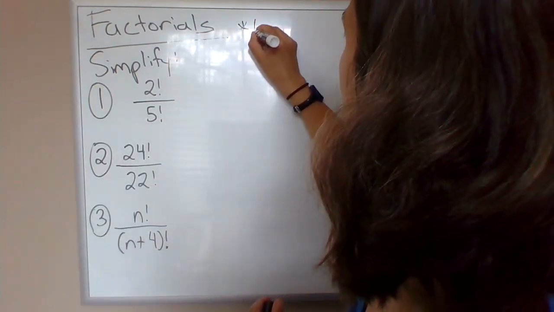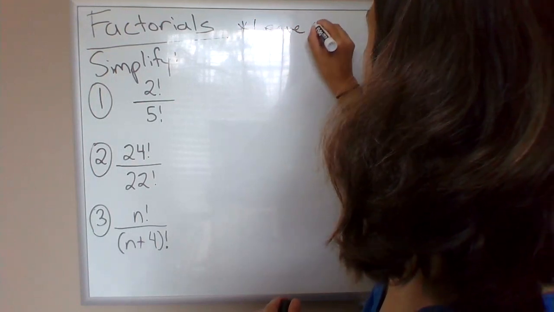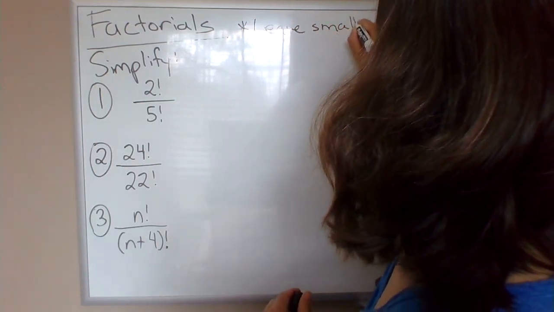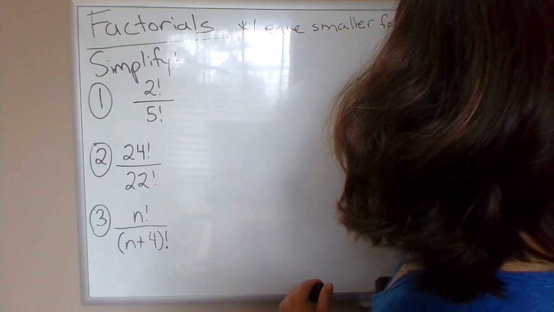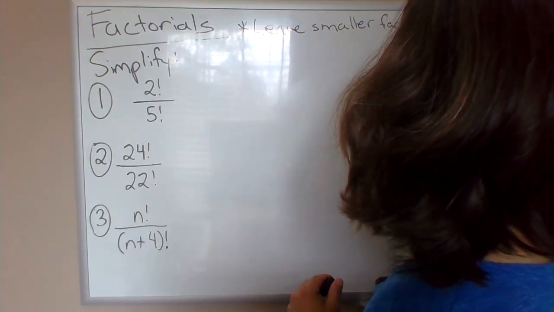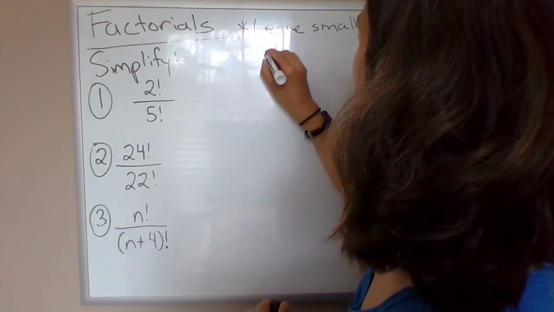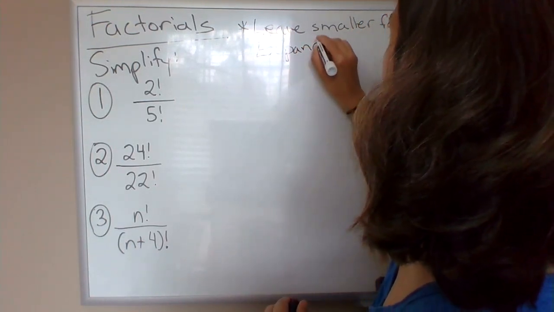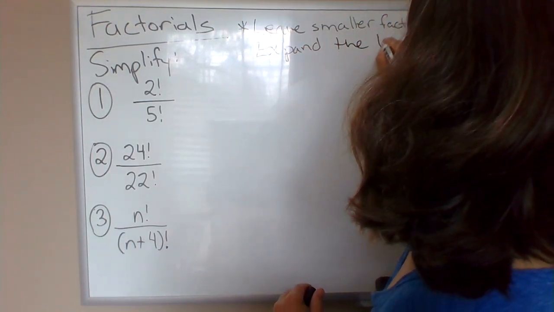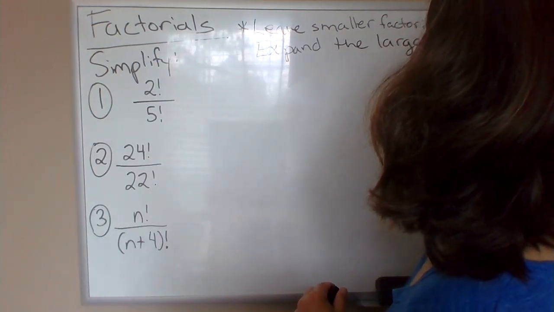So the key here is to leave the smaller factorial alone and expand the larger one. We'll just put expand the larger and leave it at that.